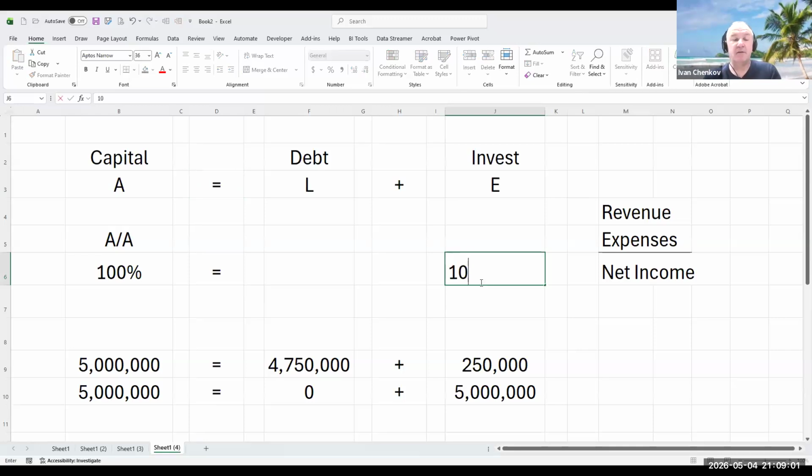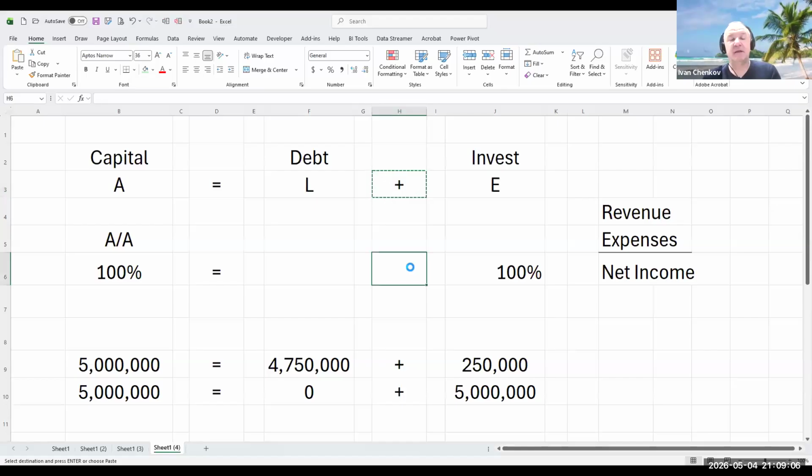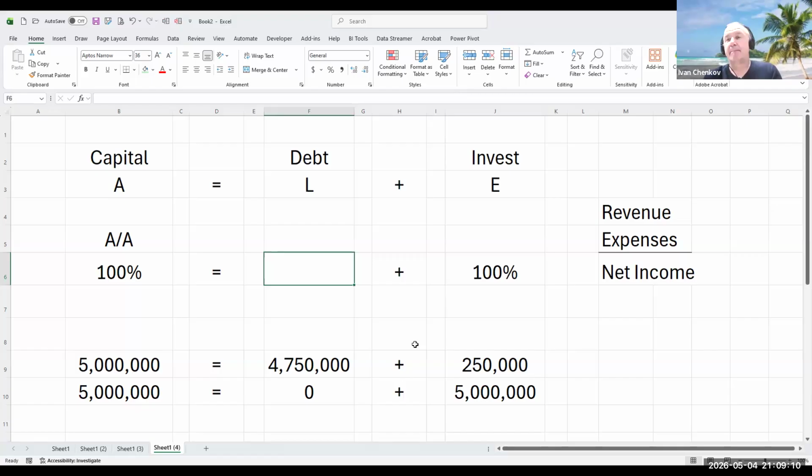So if I have 100% here, what do I have as a liability? 0. Is it possible to be 50 or 10%? No, then it's 0. So what's going to happen?